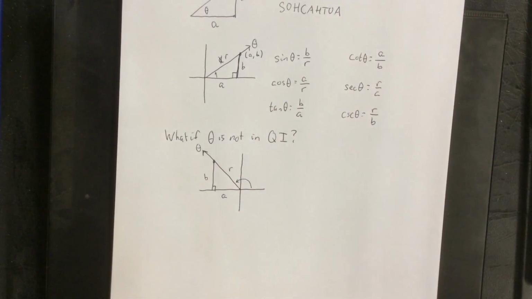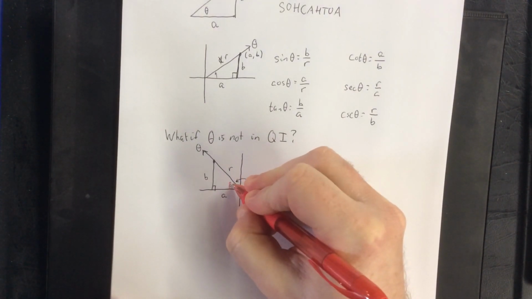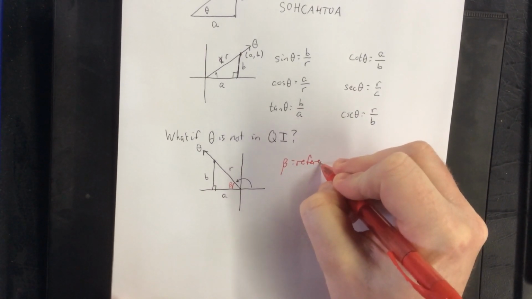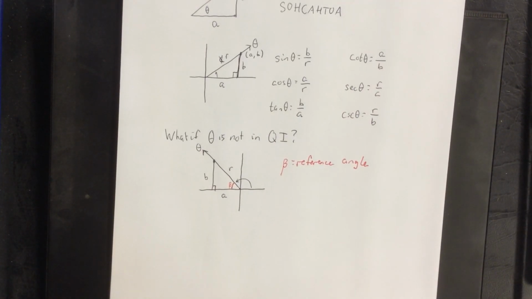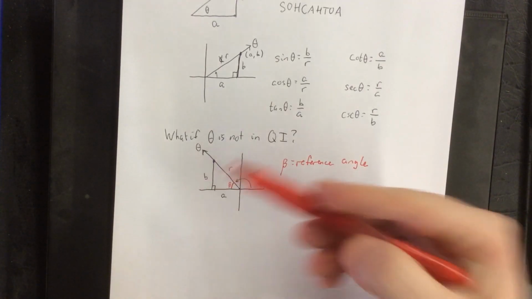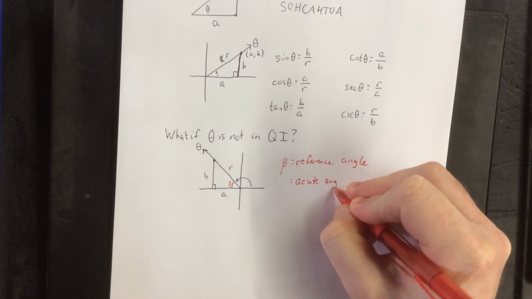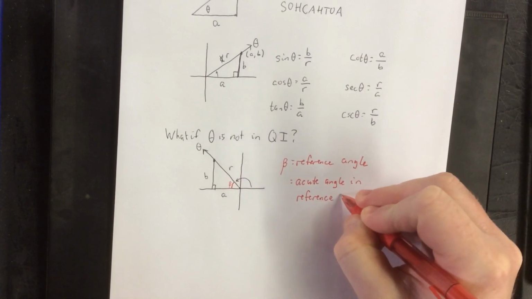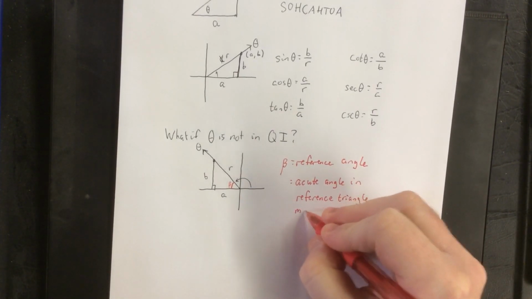And for that, we're going to introduce something new. In quadrant 2, I'm going to refer to this angle as beta. Beta is going to be this guy right here. Beta is known as a reference angle. So this is the acute angle that's created in a reference triangle between the terminal side of the angle and the x-axis, the acute angle in the reference triangle made with the x-axis.